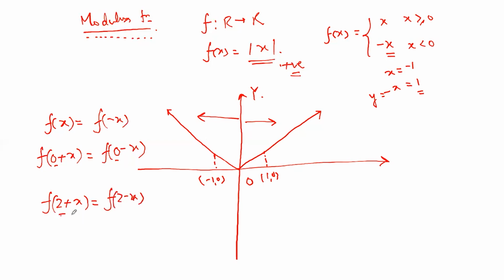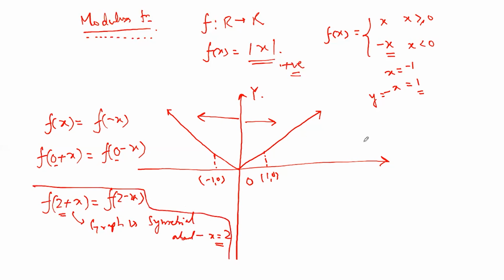In this case, this graph is symmetrical about x is equal to 2, right? The line x is equal to 2, then we have to write it. But that question is not there. Our question is y is equal to mod x, the function, or f(x) is equal to mod x.